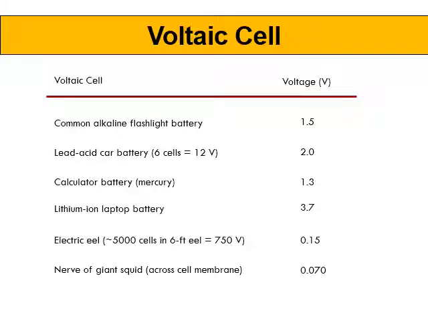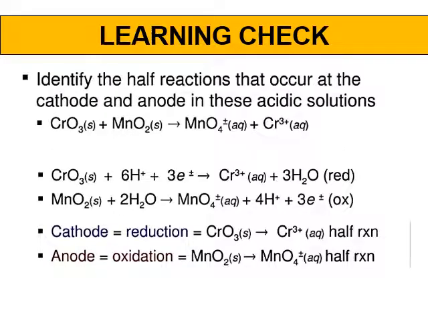We have the common alkaline flash battery, lead acid battery, calculator battery, which is made from mercury, and lithium ion laptop battery. Alright, an electric eel can have around 5,000 cells, which is around 750 volts per eel itself, and nerves or giant squid axons across their cell membranes have their own voltage. So all the voltaic cells have their own voltage, which one could be higher and which one is lower. So I want you to do this learning check by yourself.